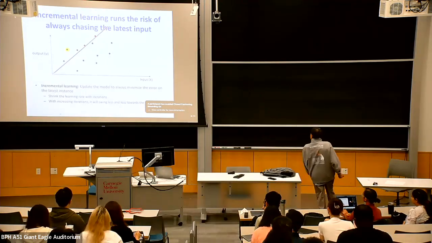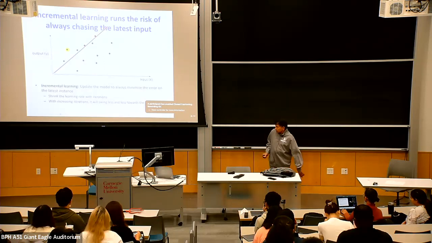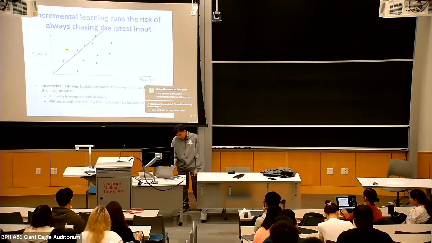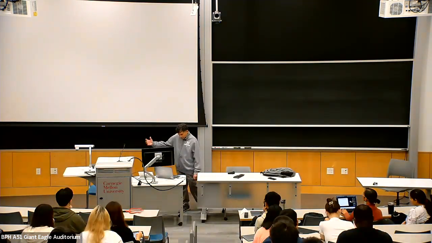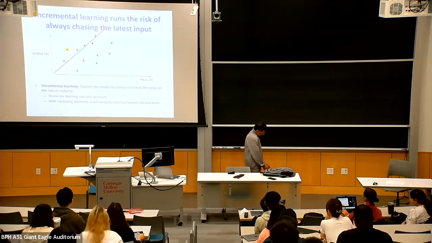With increasing iterations, it will swing less and less. How do I get rid of this thing on the screen? It's not on my screen. Okay. Can we get rid of this thing on Zoom? Okay. Thank you.